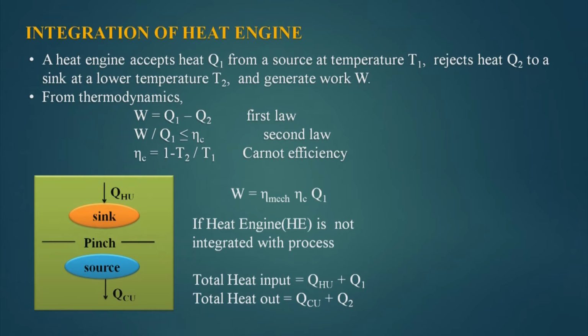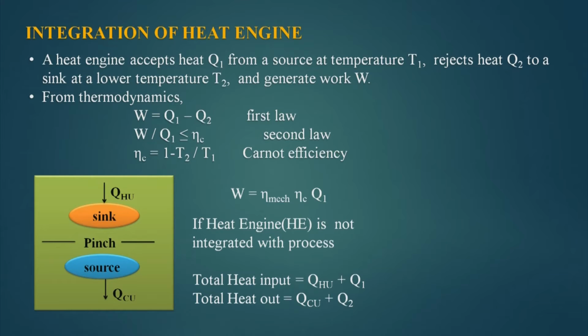So, if the heat engine is not integrated with the process, then what are we consuming? Total heat input is QHU plus Q1, and total heat out is QCU plus Q2. So, this is the process. In the process, QHU is taken in and the rejection is QCU. Similarly, the heat engine takes Q1 and rejects Q2. So, this is the consumption of utility when I take the process and heat engine simultaneously.